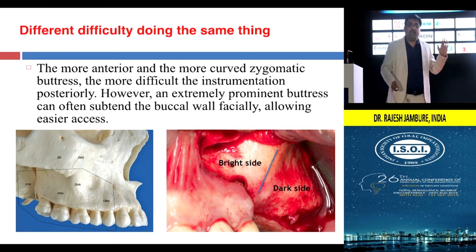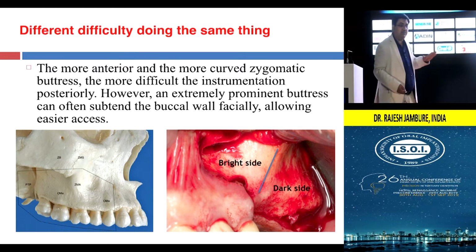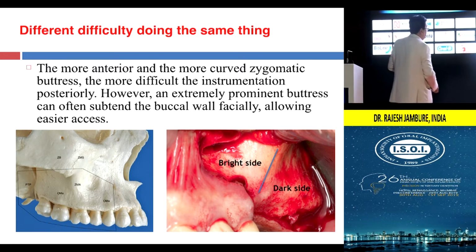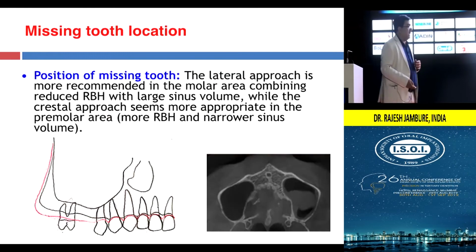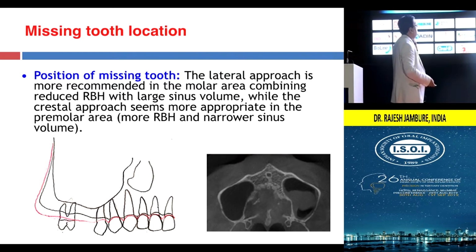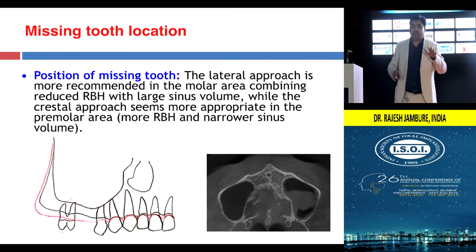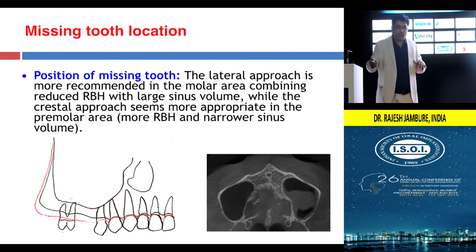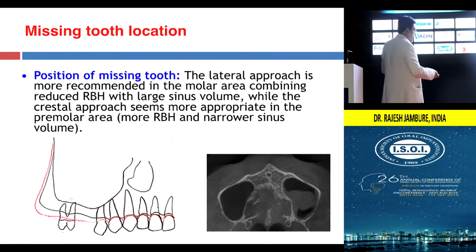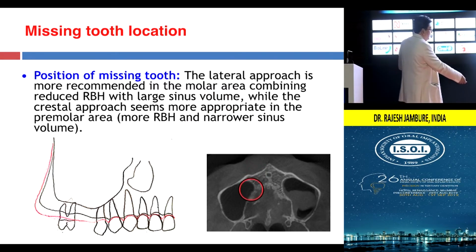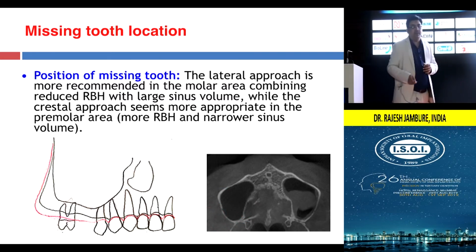Now, when you are doing a lateral approach through this area, sometimes it is very difficult to see things, and you can even perforate the sinuses with this particular approach. Regarding missing tooth location, particularly premolars, molars, and even second molars: if you see the sinus width, it is comparatively less in the premolars, wider in molars, and as you go to second molars it is comparatively narrower again.